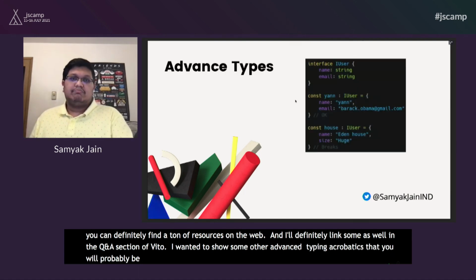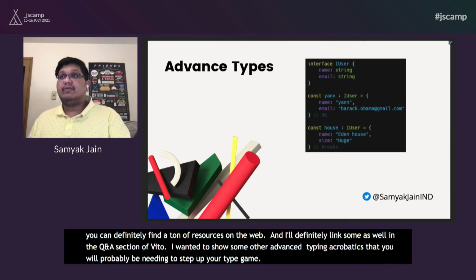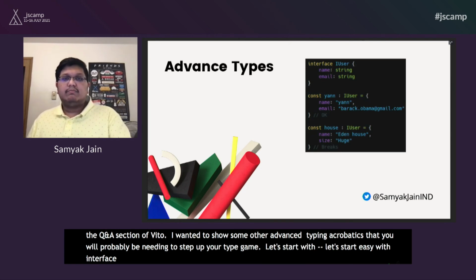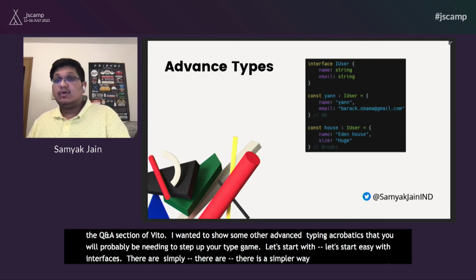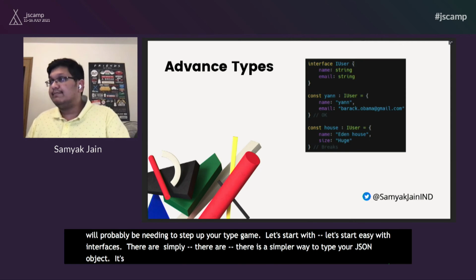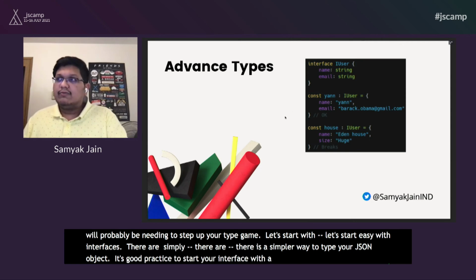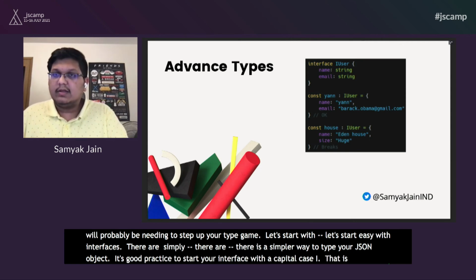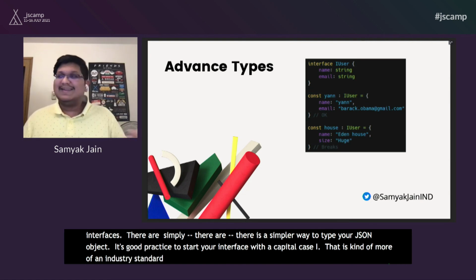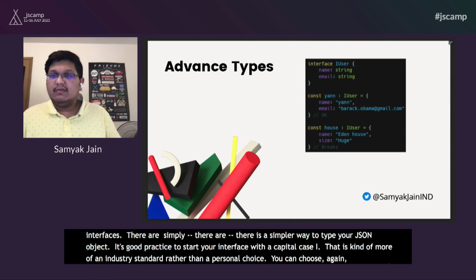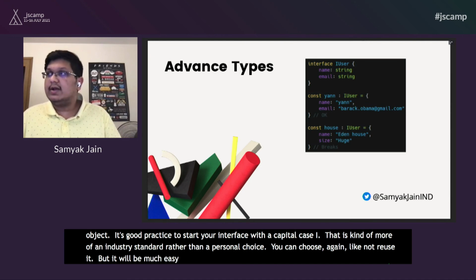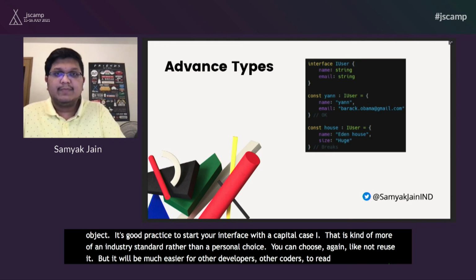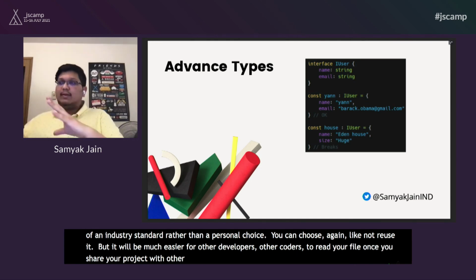Let's start easy with interfaces. There is a simple way to type your JSON object. It's good practice to start your interface name with a capital I. That is more of an industry standard rather than a personal choice. You can choose not to use it, but it will be much easier for other developers to read your file once you share your project with others. I'll wait for 5 to 10 seconds if people want to copy it down.